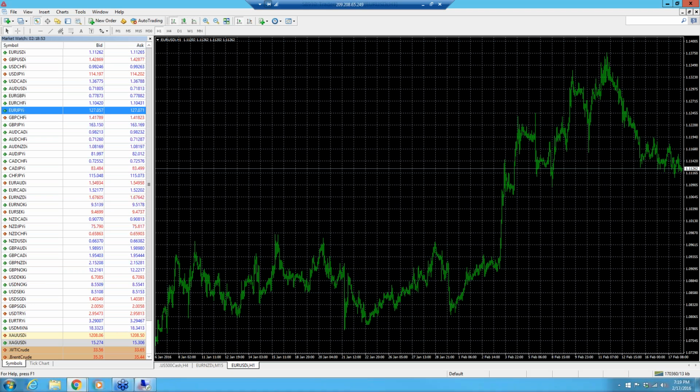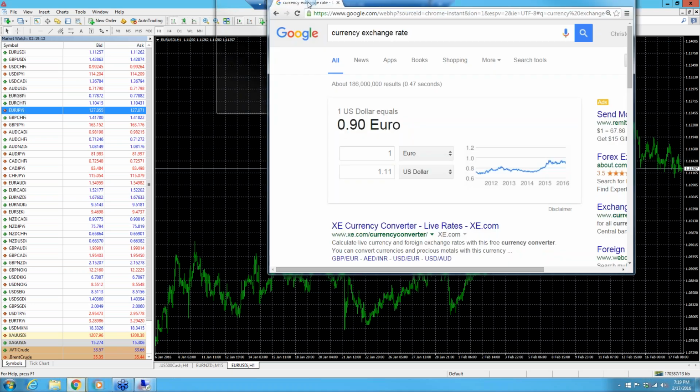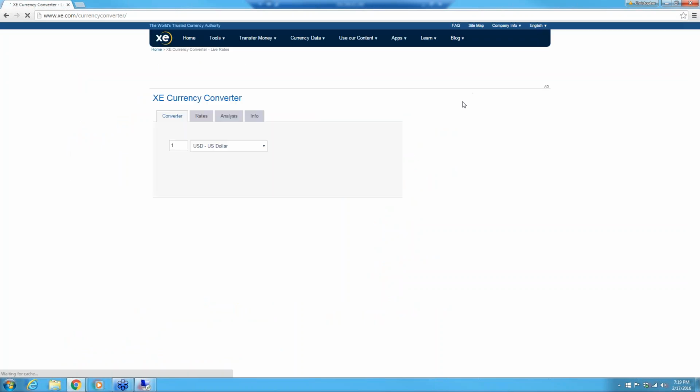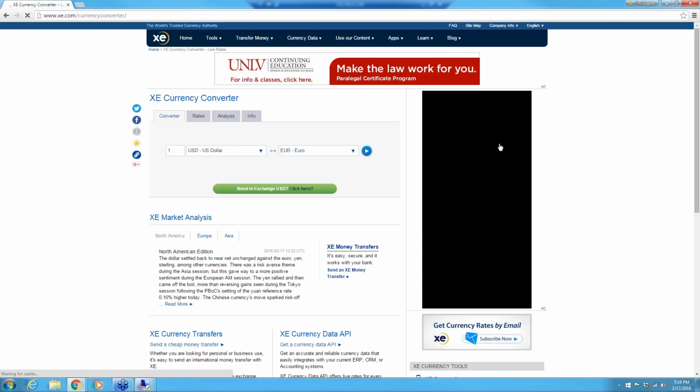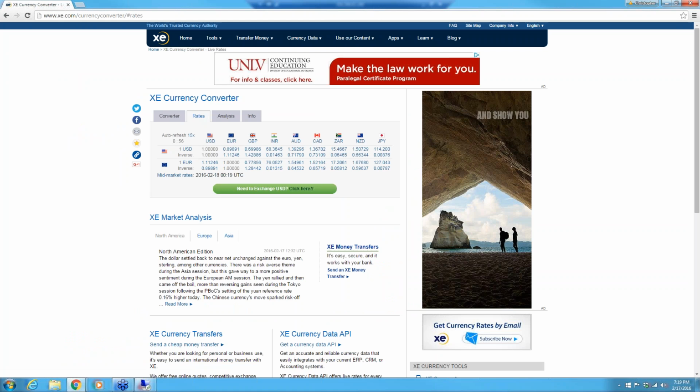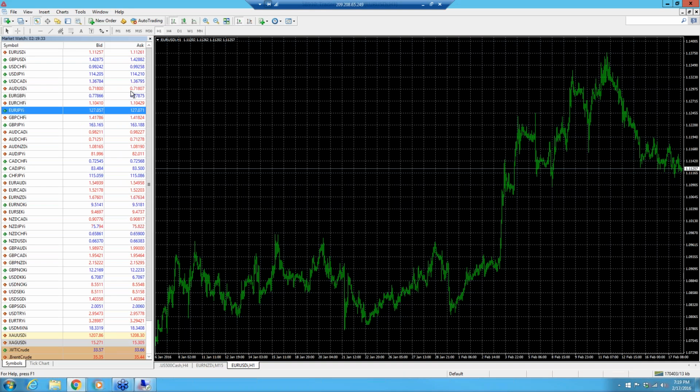So let me see if I can find currency exchange rates. Let me see, 1 euro. Okay, right here. Currency converter, live currency exchange. Let's just say you go to the currency exchange and you want to see what the rates are. And it looks like this. Basically, the rates here are pretty much exactly what you see on your screen.